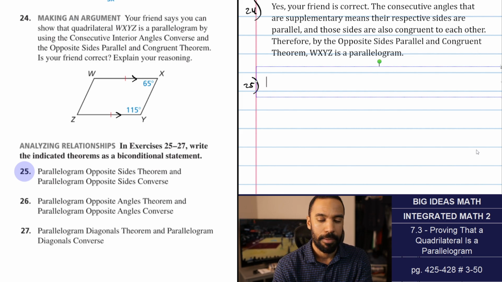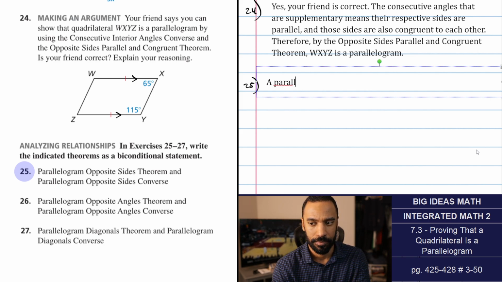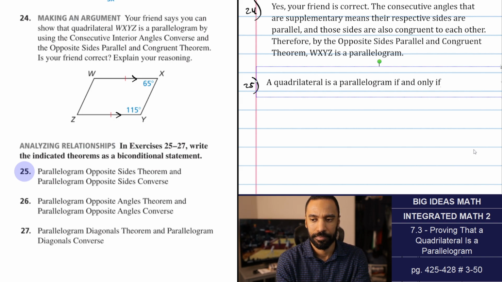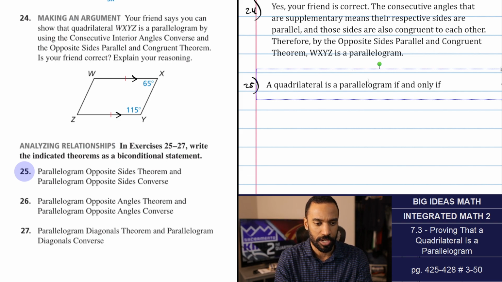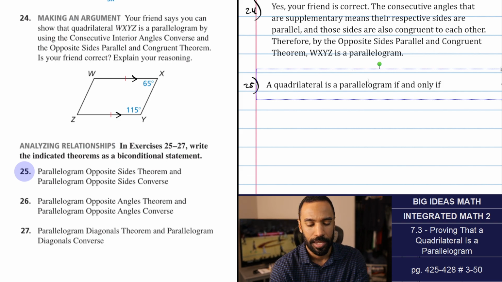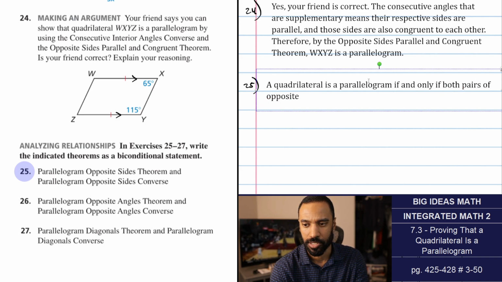So a quadrilateral is a parallelogram if and only if, I mean, this is using the very specific ones, the opposite sides theorem and its converse, if and only if both pairs of opposite sides are congruent.